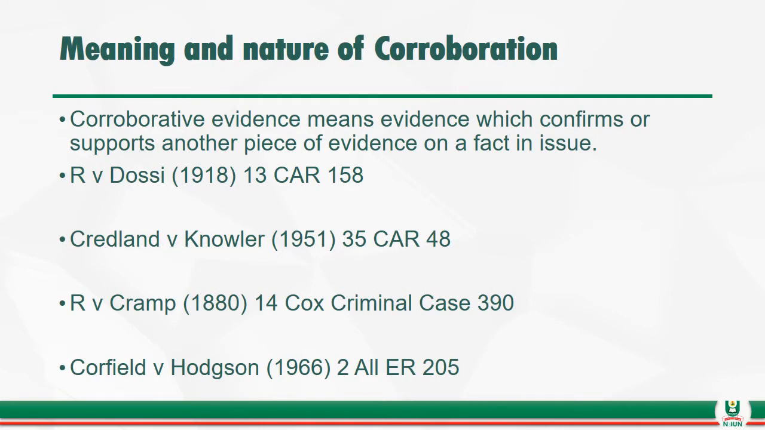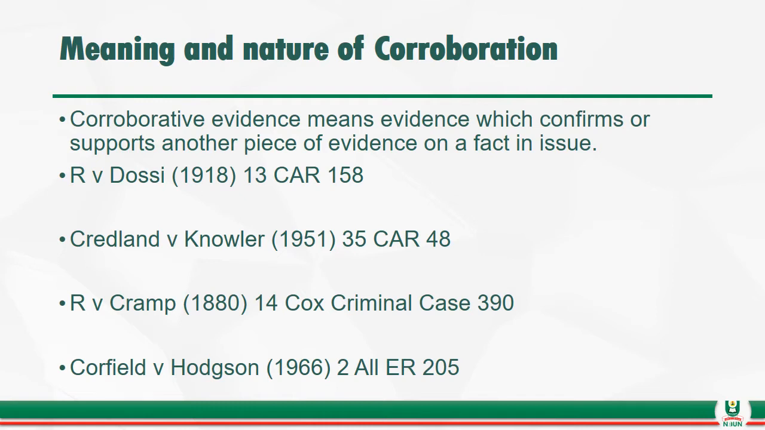By corroborative evidence, we mean evidence which confirms or supports another piece of evidence on a fact in issue. Corroboration of a witness may be found in the evidence of another witness or in a document or other source, which may include the conduct of a person under previous circumstance. Such conduct may be an act by a person whose act or action is a fact in issue. So, corroboration may be oral, it may be by conduct, it may be contained in a document.